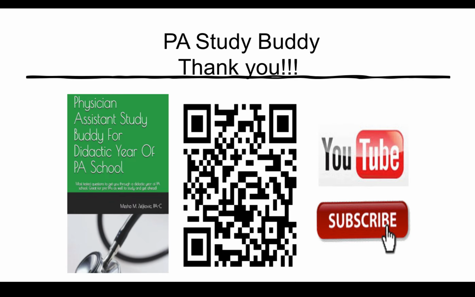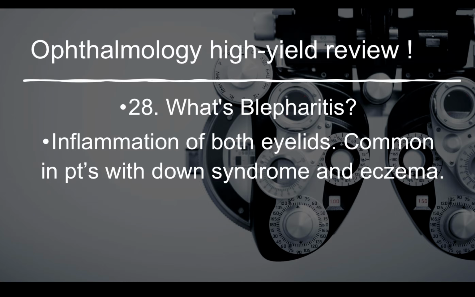28. What's blepharitis? This is inflammation of both eyelids, common in patients with Down syndrome and eczema. So in the question stem, they're going to tell you this is a Down syndrome kid, or a patient that has reported eczema and has inflammation of both eyelids, and they're going to ask you what's the most likely cause, and that will be blepharitis.